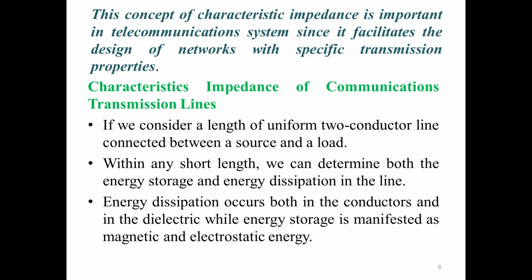Now, this concept of characteristic impedance is important in telecommunication systems since it facilitates the design of networks with specific transmission properties. Characteristic impedance of a communication transmission line. If we consider a length of uniform two-conductor line connected between a source and a load, within any short length, we can determine both the energy storage and energy dissipation in the line. Energy dissipation occurs both in the conductors and in the dielectric, while energy storage is manifested as magnetic and electrostatic energy.